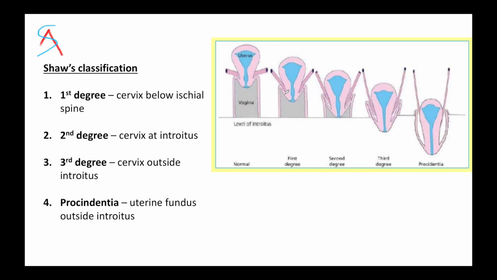There is Shaw's classification for the prolapse. If there is first degree prolapse, then the cervix will be below the ischial spine. If the cervix is at the level of the introitus, then it is second degree prolapse. If the cervix is outside the introitus, it is third degree prolapse. If the uterine fundus is outside the introitus, then it is called procidentia.